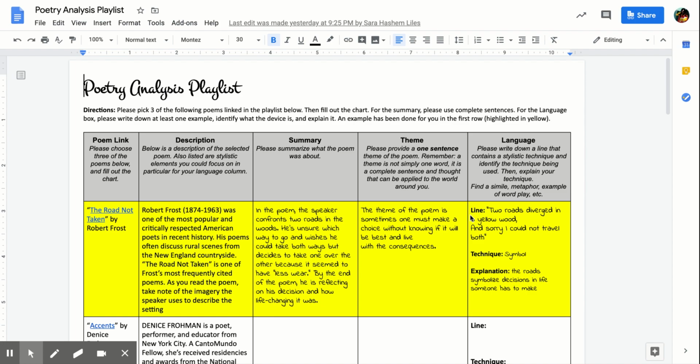Now, the most important part is to thoroughly analyze why this poetic technique is important for our poem. Our example's explanation is this: the roads symbolize decisions in life that someone has to make. The author wants the reader to understand that it can be hard to choose the right path, and sometimes the best thing to do is not the most popular. The author uses a symbol here so that the reader can visualize the scene and understand his message more personally than if he just says it directly.